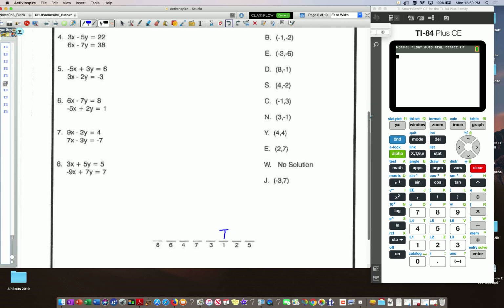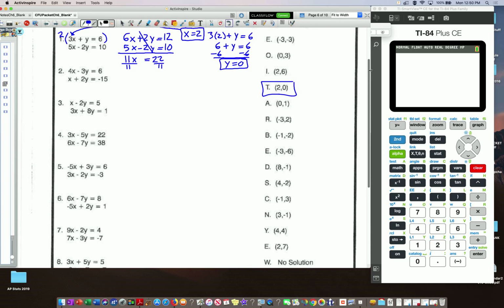All right, 1 down, 7 to go. All right, number 2, same process. I just got to figure out which equation I want to multiply by. So if I look here, boy, 4 and 1 does go into 4 times. So again, I want to make them opposites. So we'll multiply the bottom equation by negative 4.